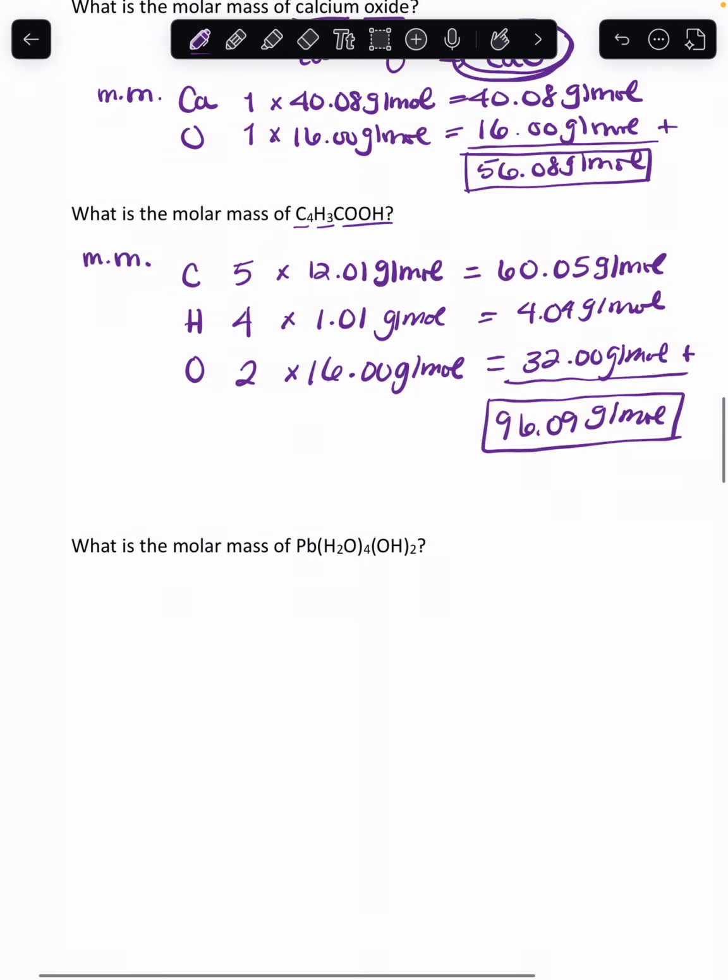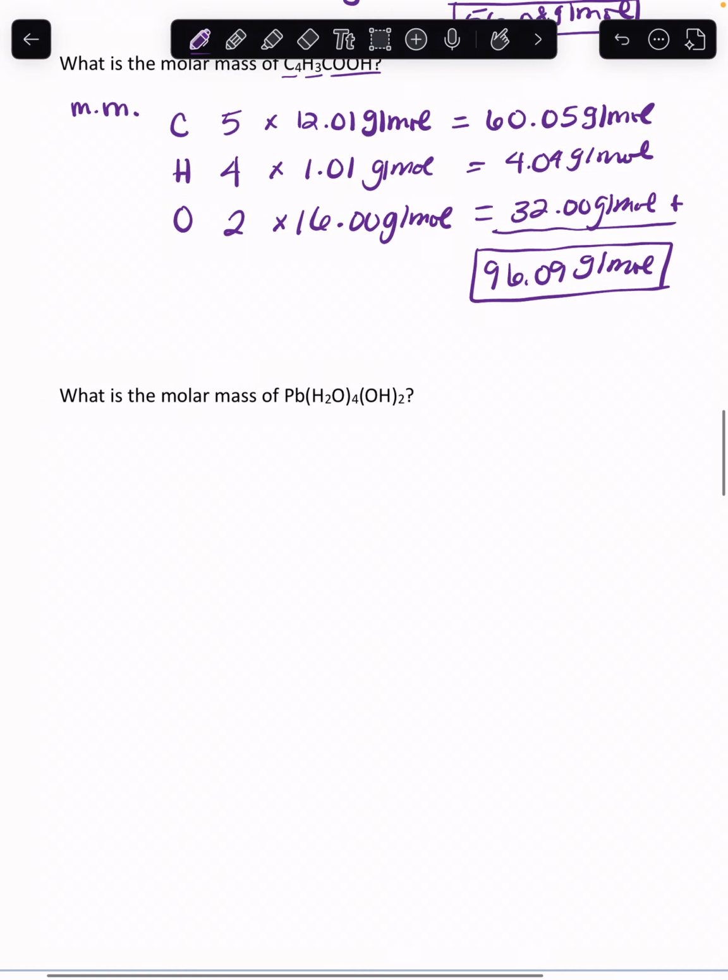Let's try this bottom one here. Mass of, ooh, it's a big one. Mass of lead and water and hydroxide. Lovely. Oh, it's huge. All right, let's do it. Let's pick it out. So I'm gonna start with lead. I got 1, just 1. Cool. Lead's a big one, so we really only need 1. How about hydrogen? I know I have hydrogens and oxygens.